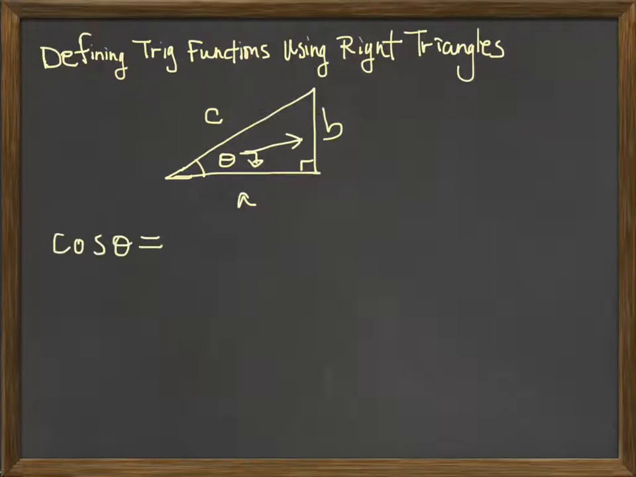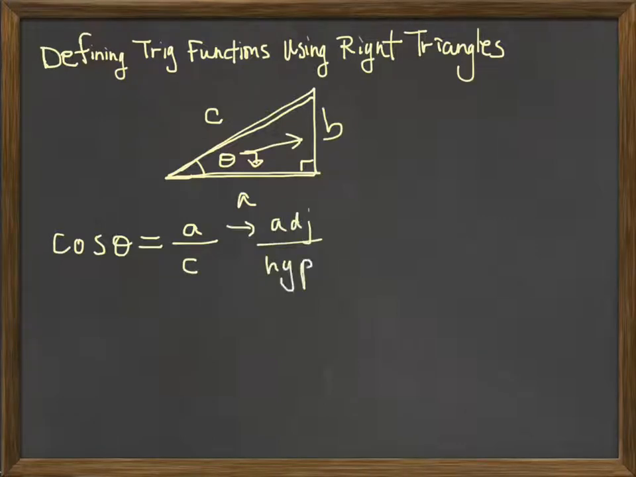All right, so the first one we're going to define is the cosine of theta, which is equal to the adjacent side to theta over the hypotenuse. So it's measuring the ratio of the lengths of these sides. So it's A over C. That is the adjacent side to theta over the hypotenuse.